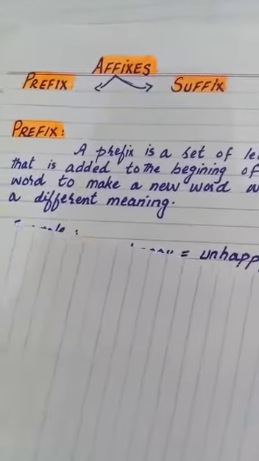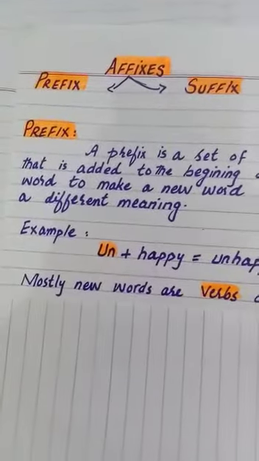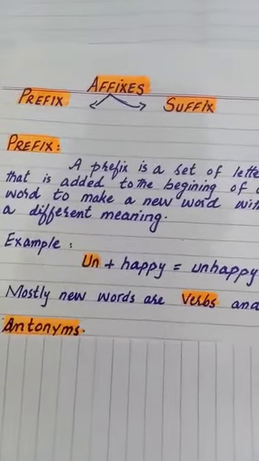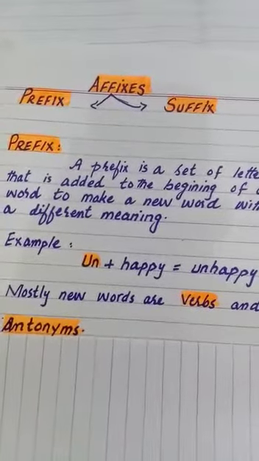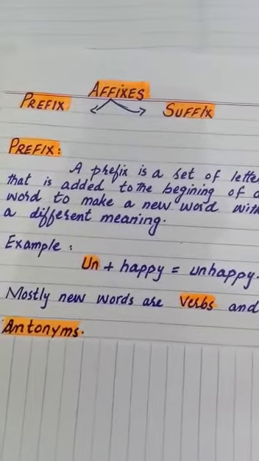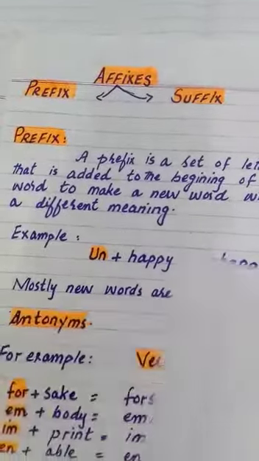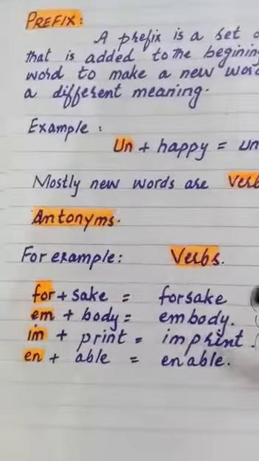Okay. A new piece of information for you is that mostly new words are verbs and antonyms. When we put prefixes with a word, we get mostly verbs and antonyms. Here I'm giving you examples of verbs, and then I will give you examples of antonyms. See the examples of verbs.